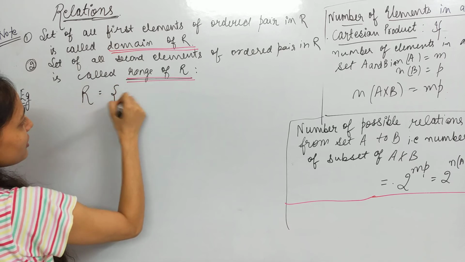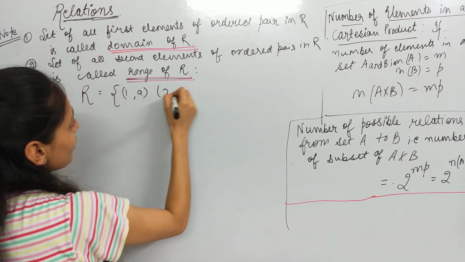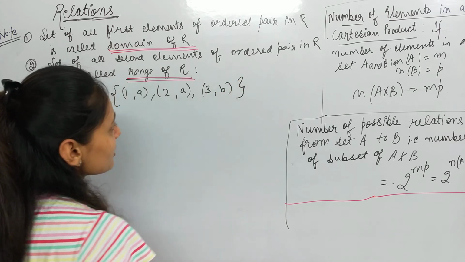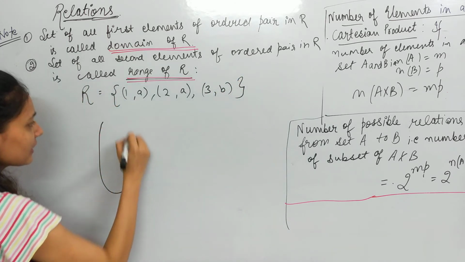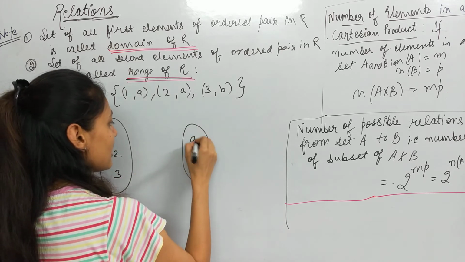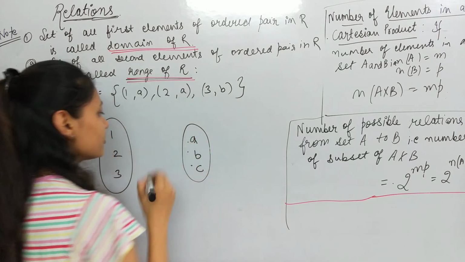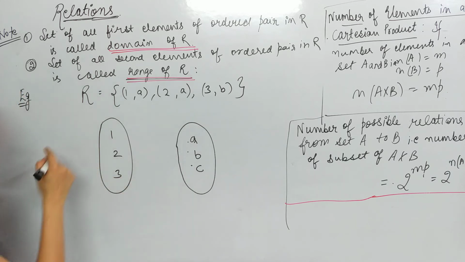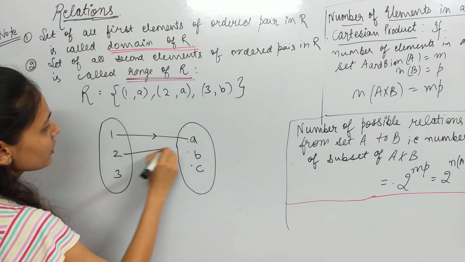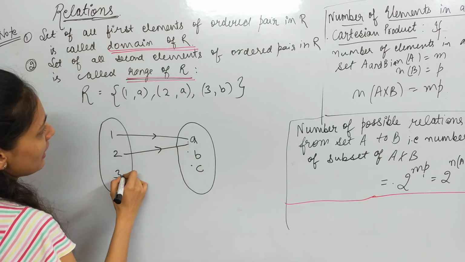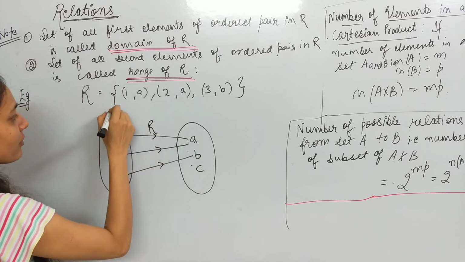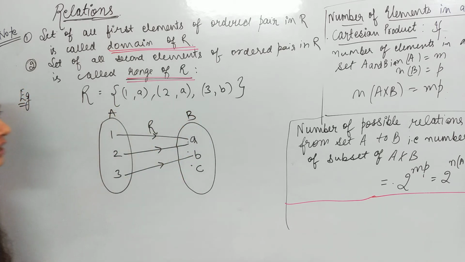For example, a relation is given to you: 1 comma A, 2 comma A. Let us take the same relation, 3 comma B. This relation is given to you, and you are having the set A, that is 1, 2 and 3, and you are having another set that is A, B and C. These three elements. So in the relation it is given that 1 is related to A, 2 is also related to A, and 3 is related to B. These are relations given to you from set A to set B.